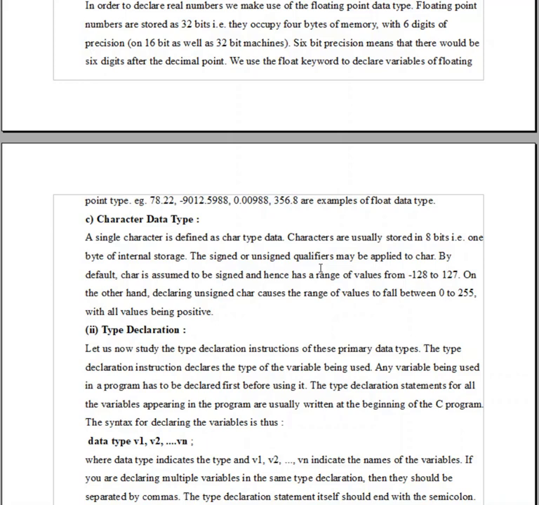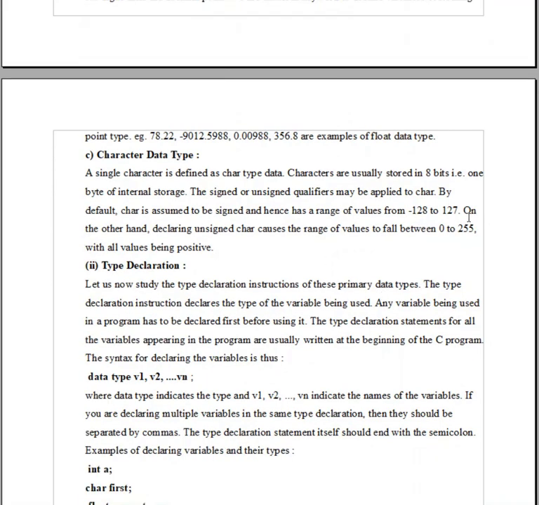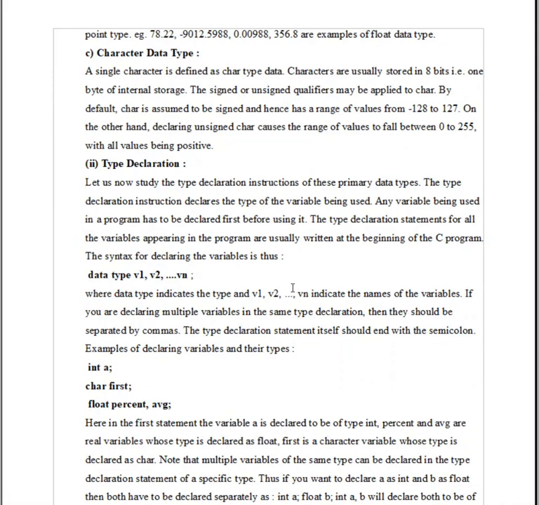So we can see that one character is equal to 1 byte. So its range also starts from minus 128 to plus 127, or we can specify its range from 0 to 255 if we don't use negatives over there. Then after this comes type declaration.